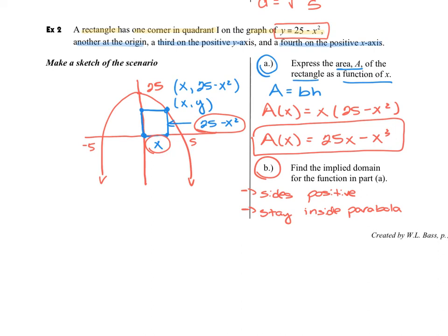So our implied domain for the function is going to be 0 to 5, and we're going to use parentheses because we can't actually include the values of 0 and 5. It's important to talk about implied because if we're just looking at this function right here, we can see that its domain should be all real numbers because there's no fractions and there's no radicals. So the concept of implied is really important, and you're always just going to have to look and think about the problem.